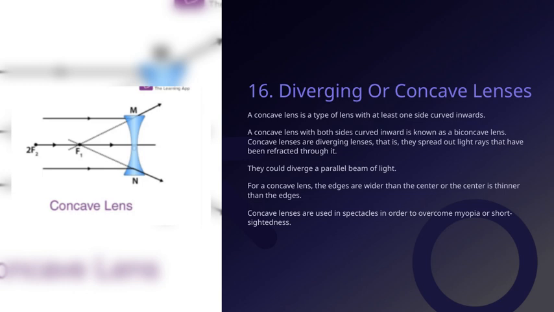One very practical application of concave lenses is in glasses, specifically for correcting myopia or short-sightedness. They help focus light properly onto the retina, improving vision. So, to sum up, concave lenses are crucial in optics because of their diverging property, and they play a significant role in everyday life, especially in vision correction.